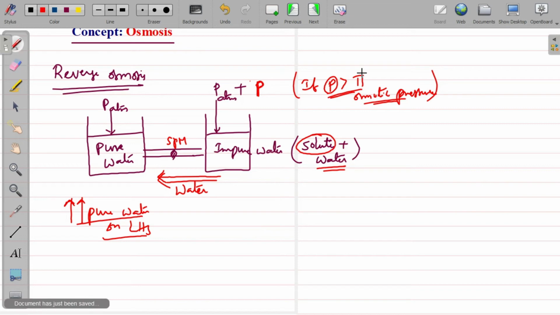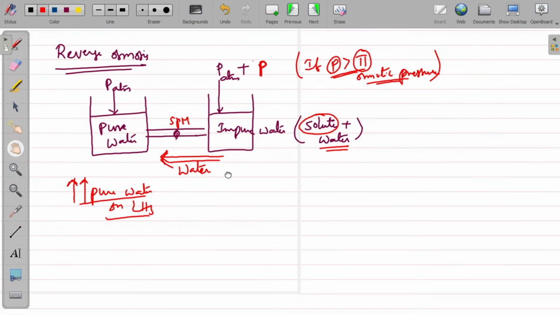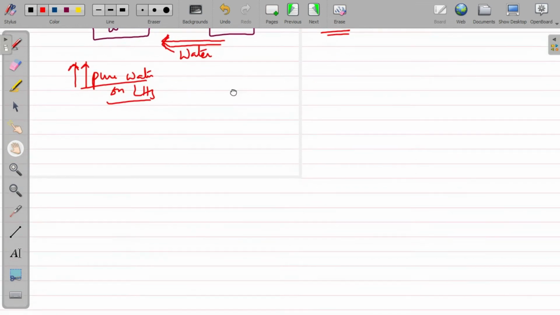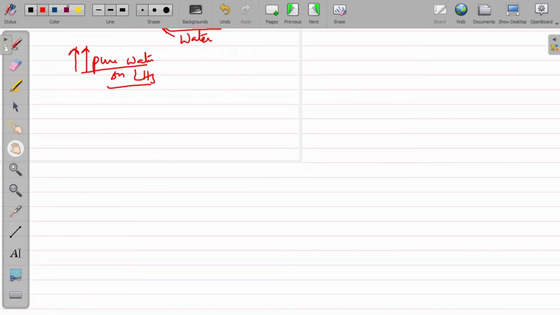Now if the pressure is more than the osmotic pressure, then water will be flowing from the right to left in a reverse direction. That's why it is called reverse osmosis. Now let's see a few more terminologies in this osmosis case. That is, what is isotonic solutions? There are three kinds of solutions you will come across in this concept.